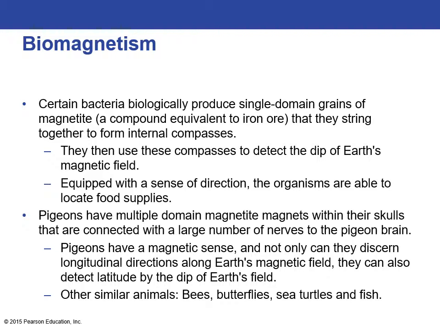So some bacteria have grains of magnetite, a compound that's equivalent to iron ore, that they string together to form an internal compass. And they use these compasses to detect the dip of the Earth's magnetic field. And this gives them a sense of direction and helps them locate food supplies.